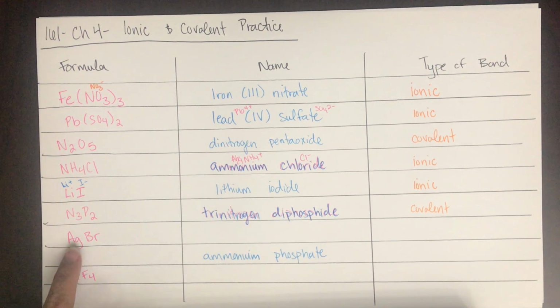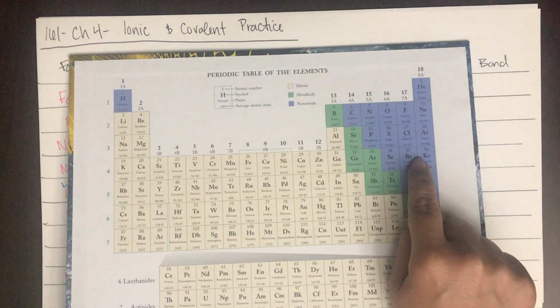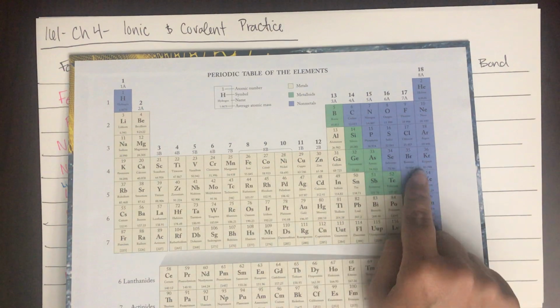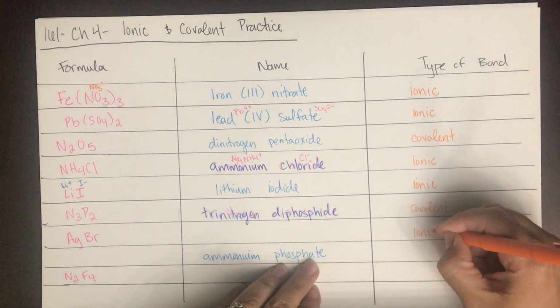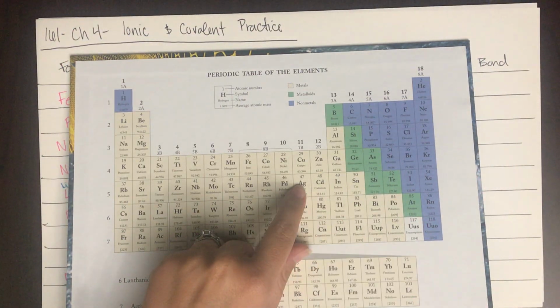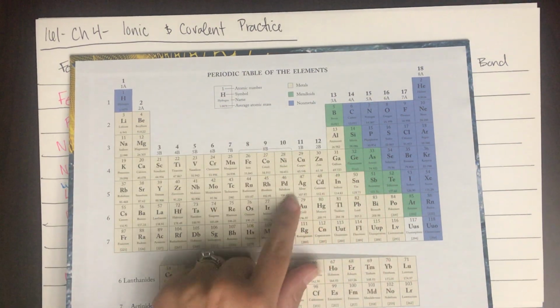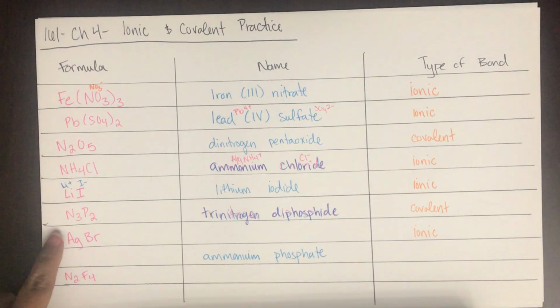Okay, let's look at the next one, AgBr. Ag is silver. It's right here. Br is bromine over here. So I know it's between a metal and a nonmetal, so I know this is ionic. Also, check out the location of this silver here. It's in this D block, this middle part of the periodic table. That means this is a transition metal. So this is ionic. And we also have to tell the charge in the name.